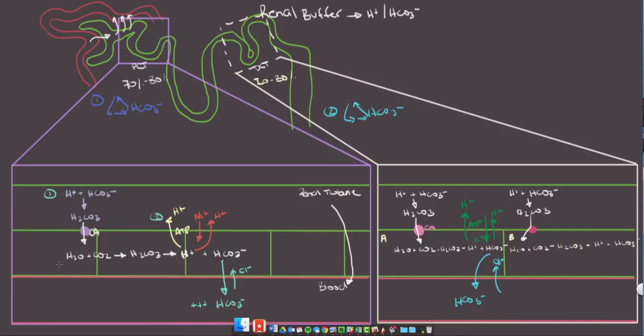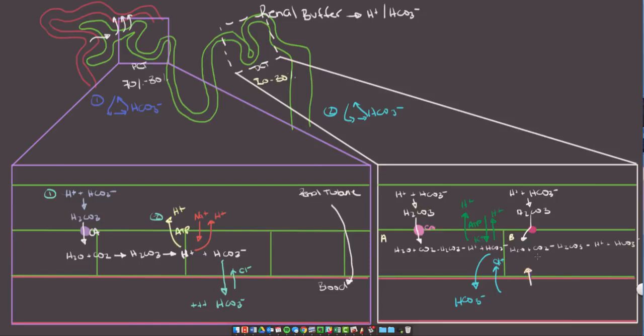So we see the exchangers looking quite different on this side of the cell. So instead of taking hydrogen ions and pushing them out into the renal tubule or into the urine, this intercalated cell type B is responsible for bringing hydrogen ions back into the bloodstream. So we see a number of different types of exchangers here. We have a sodium and hydrogen exchanger on this side of the membrane, so between the blood and the intercalated cell.